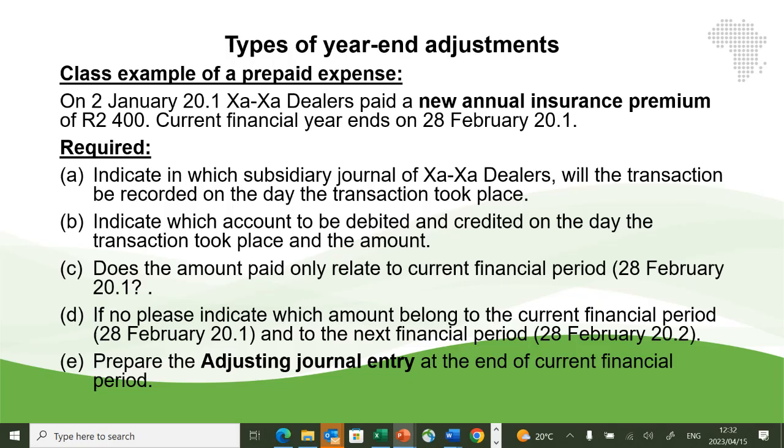So what is required of us here? Indicate in which subsidiary journal of Bakla Dealers the transaction will be recorded on the day the transaction took place. So on the day they made a payment of 2,400, when was it? It was on the 2nd of January 20.1. So now they're asking in which subsidiary journal.